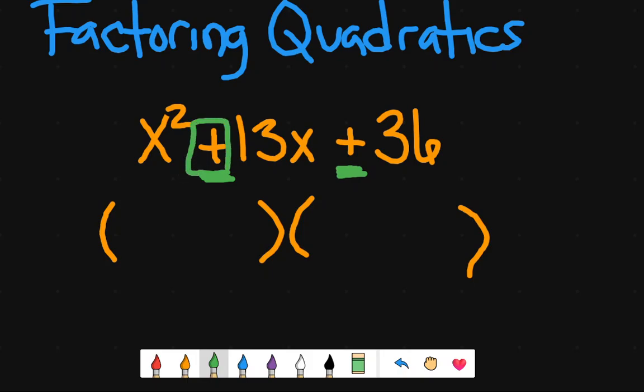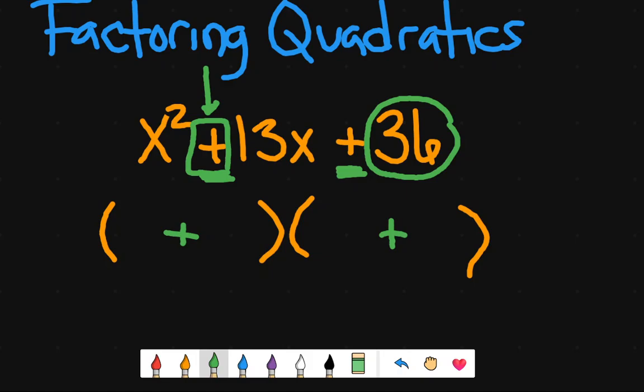So since it's a plus sign, for the first symbol we're going to use two pluses inside of our binomials. If this was a negative sign, we would use two negative signs inside of the binomials, okay? All right, now the next step is to look at the 36 here. This number is what you're going to need to multiply your terms to get.